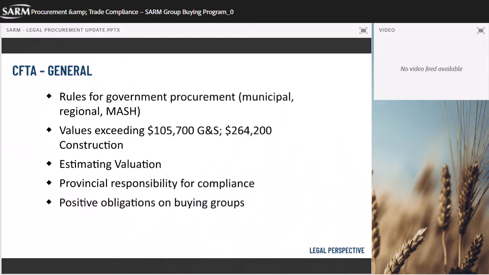And there's a note here on positive obligations on buying groups. So that's something that I want to note. In the past, on the regional side, the language regarding municipal purchasing or group procurement was very permissive. And now the Canadian Free Trade Agreement sets out new provisions that expressly clarify buying group procedures. So these are procedures that are binding on SARM and on RMA in conducting procurements, and rules that we need to follow, as well as the municipalities that we represent.